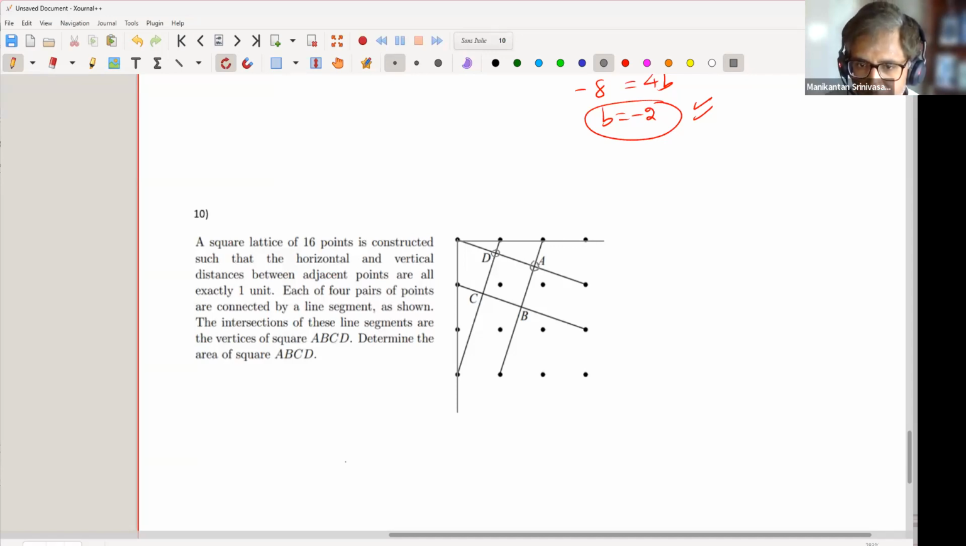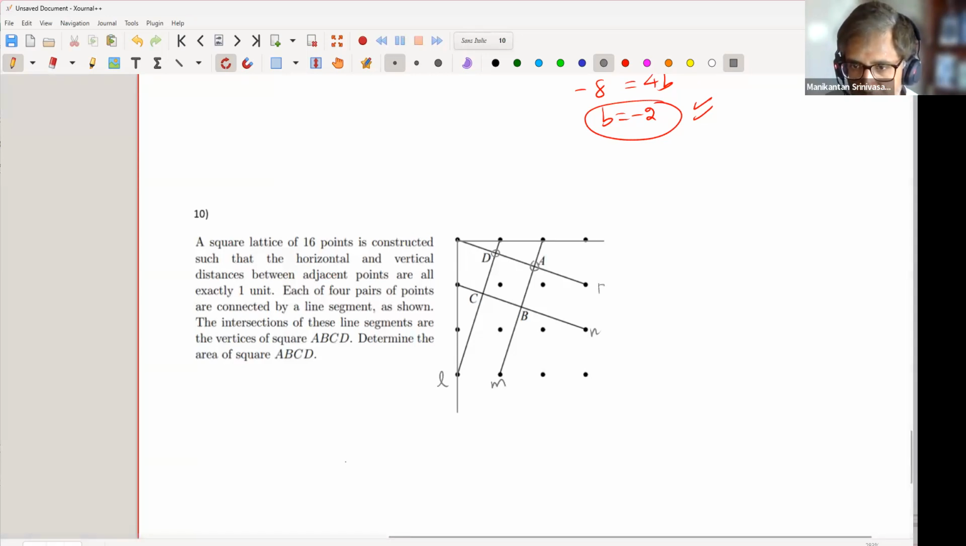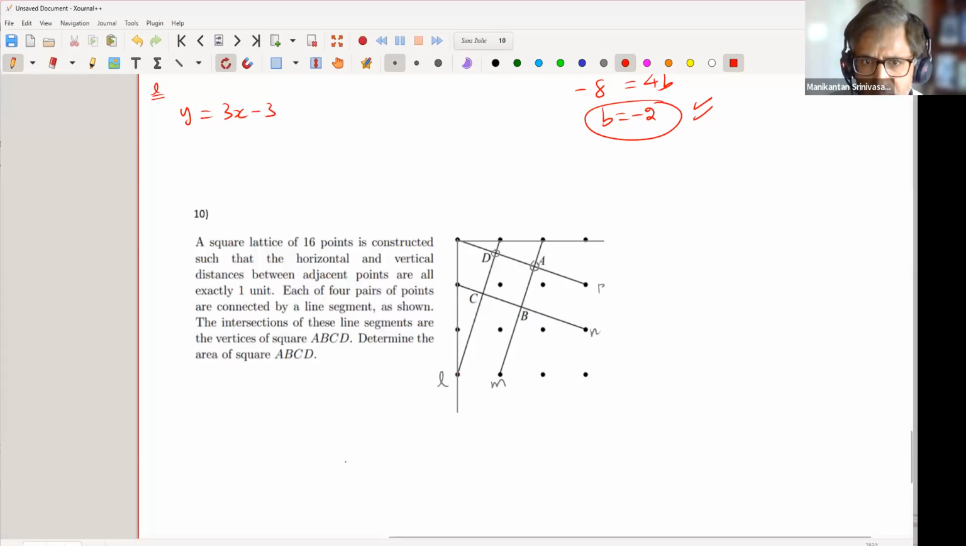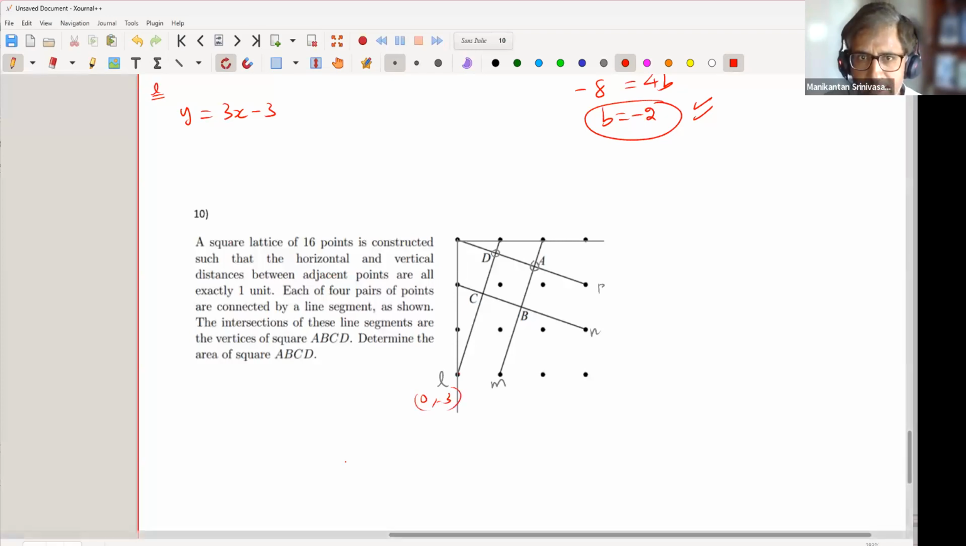So let's quickly write out the equations. Let me label these lines as L, M, N, and P. I'll find the intersection of L and P. You can write out the equations very quickly, you don't have to write very elaborately. You can see the slope is 3 for the line L, and the y-intercept is minus 3, because it's 0, minus 3 here. So y is 3x minus 3.